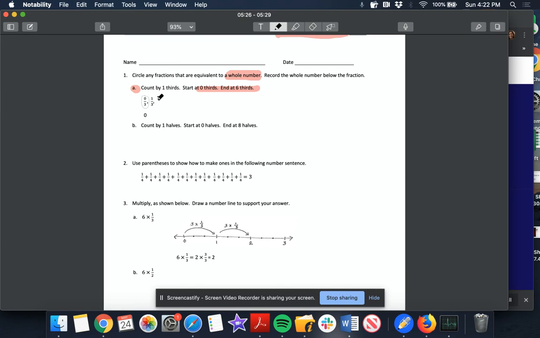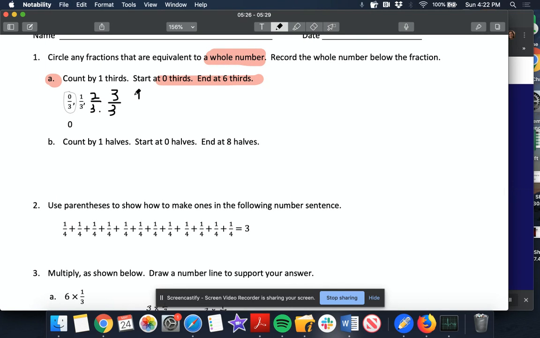So I'm going to count 0/3, 1/3, 2/3, 3/3, then 4/3, then 5/3, and then finally our 6/3. But they also want us to record the whole number. So we do know that 3/3 is equal to 1. That's pretty simple. But we also know that 6/3 is equal to 2.